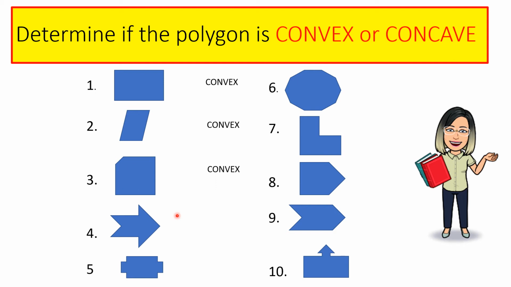Again, that is a convex polygon. For number 4, that is a concave polygon. For number 5, that is a concave polygon. For number 6, that is a convex polygon. For number 7, that is a concave polygon. For number 8, that is a convex polygon. For number 9, that is a concave polygon. And the last number, that is a concave polygon.